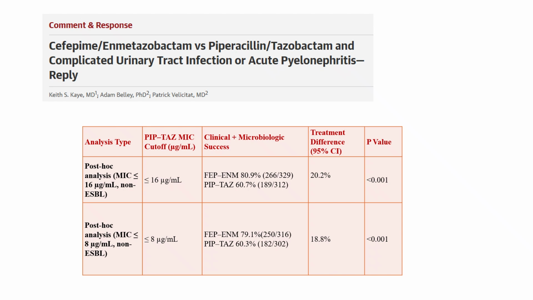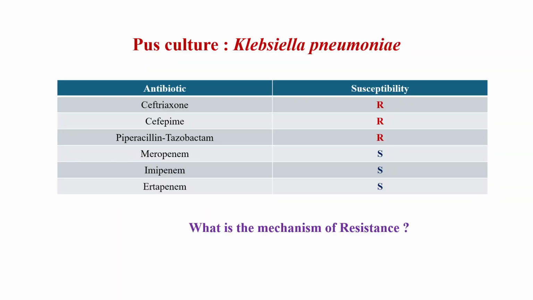It has a mechanistic reason, because of the limitations of piperacillin-tazobactam, especially with high inoculum, and because of the PK/PD differences. Probably cefepime-enmetazobactam is definitely superior to piperacillin-tazobactam. Only problem is cost. Cefepime-enmetazobactam at present will cost around 5,000 Indian rupees per day, whereas piperacillin-tazobactam will be much cheaper. But this is definitely a good alternative.